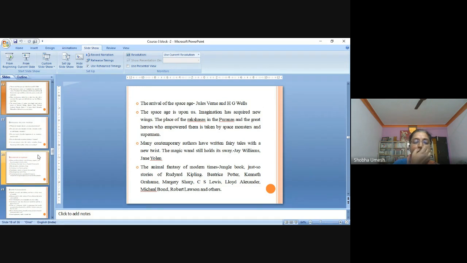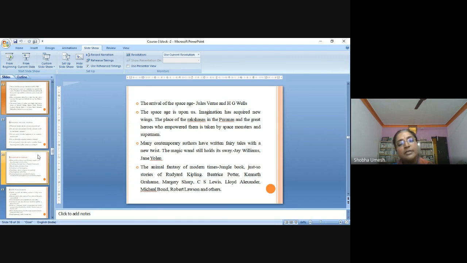In the same manner, the magic wand still holds its sway, like in the stories of J. Williams and Jane Yolen, who have given a new get-up to the fairy tales in a new taste, we can see. They have given a modern touch to the old fairy tales, and written them according to the perception of modern society. Even now, there are certain writers who have brought the animal worlds to modern times, like the Jungle Book, where an animal fantasy world has been written.